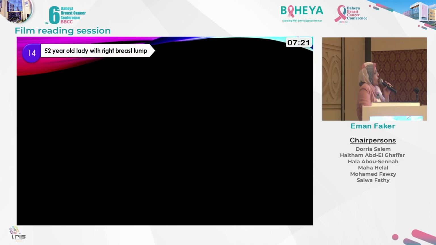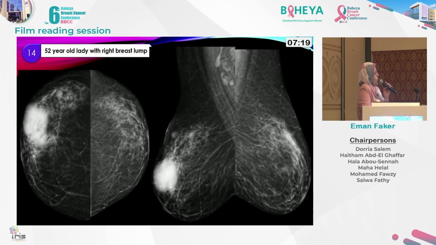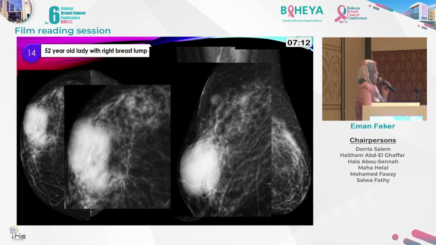This is a 52-year-old lady with right breast lump. We can see here more than one lesion, actually. We can see here this large lesion of increased density.